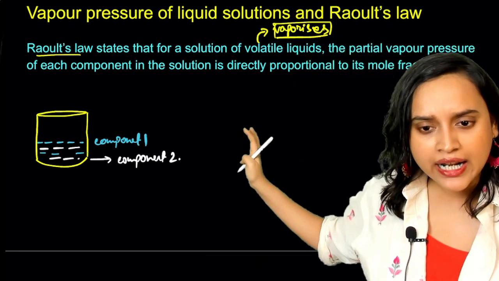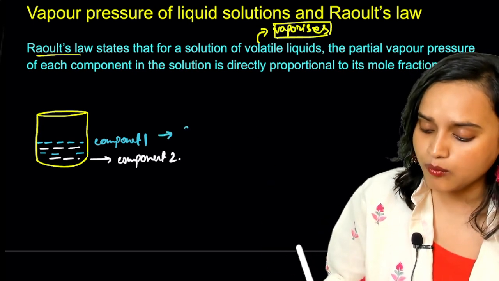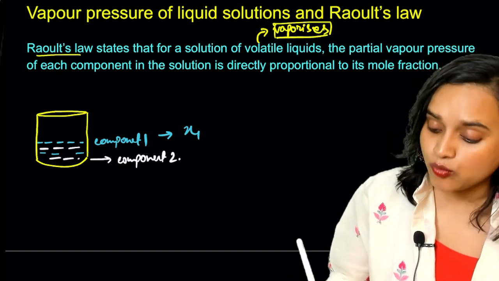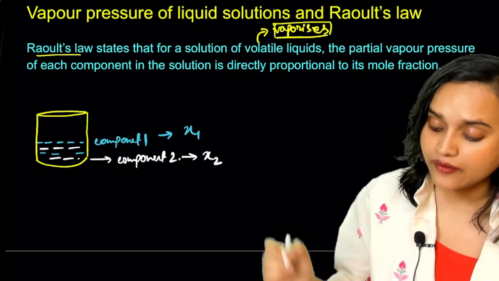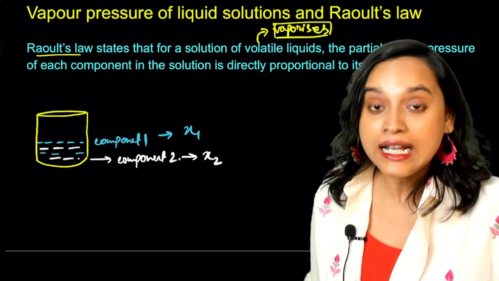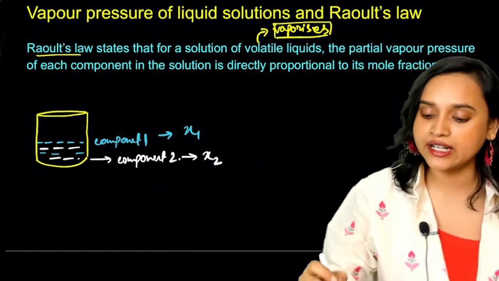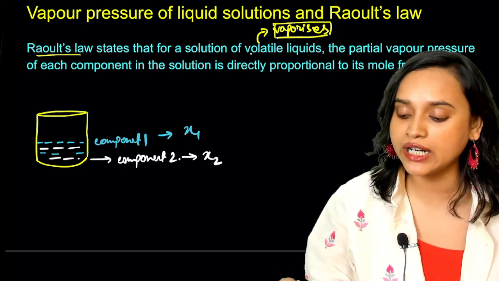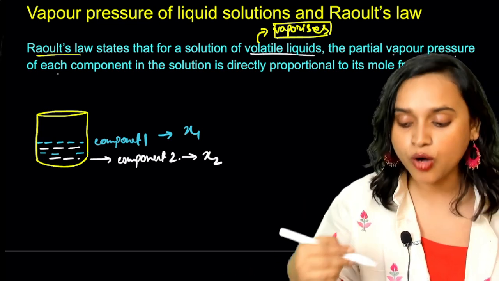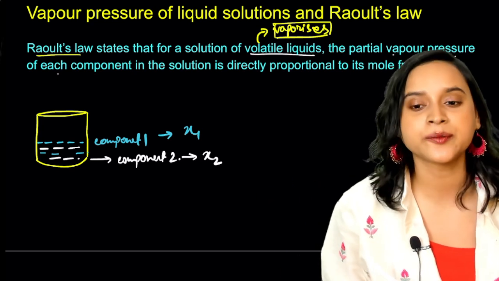Yes. All right. Now, component 1 has a mole fraction chi1. Do you understand? And component 2 will have a mole fraction of chi2. Do you understand this much? Yes or no? Then according to what Raoult said, again read it. Raoult said that for a solution of volatile liquids, the partial vapor pressure of each component in the solution is directly proportional to its mole fraction.